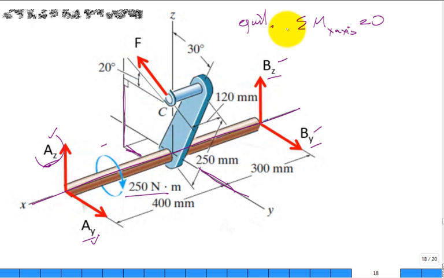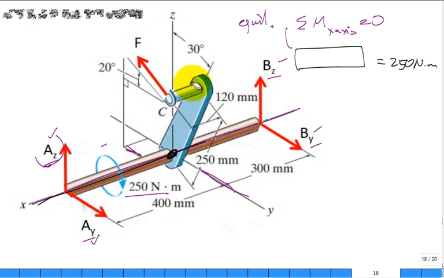So for this equilibrium equation, I'm going to put over here 250 newton meters, making it want to rotate in the negative sense, and then F making it want to rotate in the positive sense. How am I going to get the magnitude of the moment that F makes it want to rotate in the positive sense? That's the hardest part of this problem.